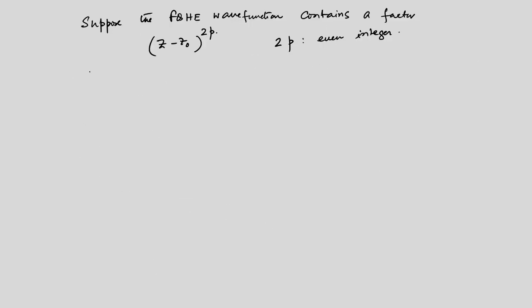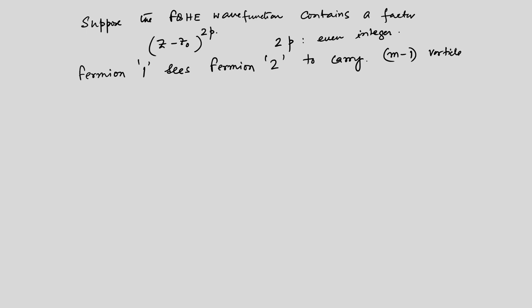So this means that a fermion 1 sees fermion 2 to carry 2p vortices, or m minus 1 vortices. Okay, so this means an even number of vortices, which is what the composite fermion picture proposes. So let me tabulate a few p and nu.